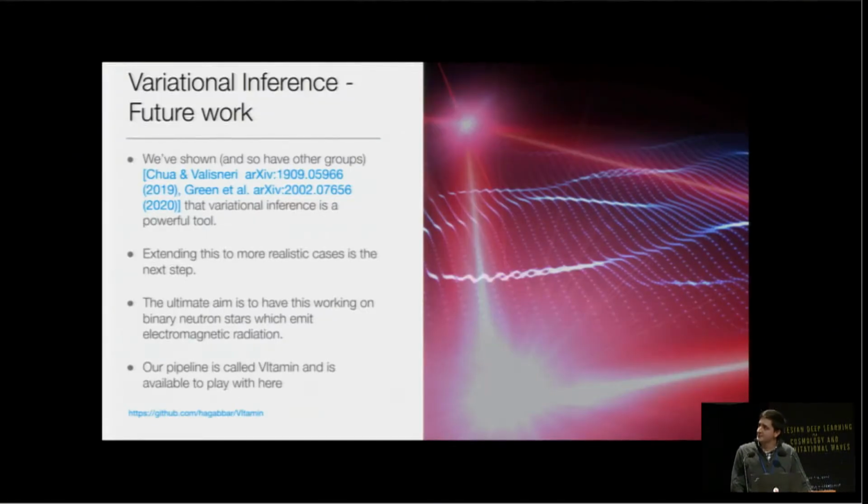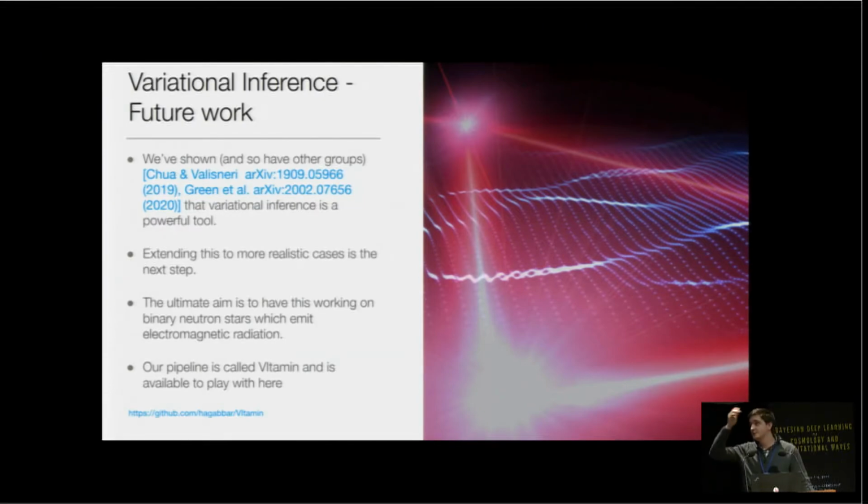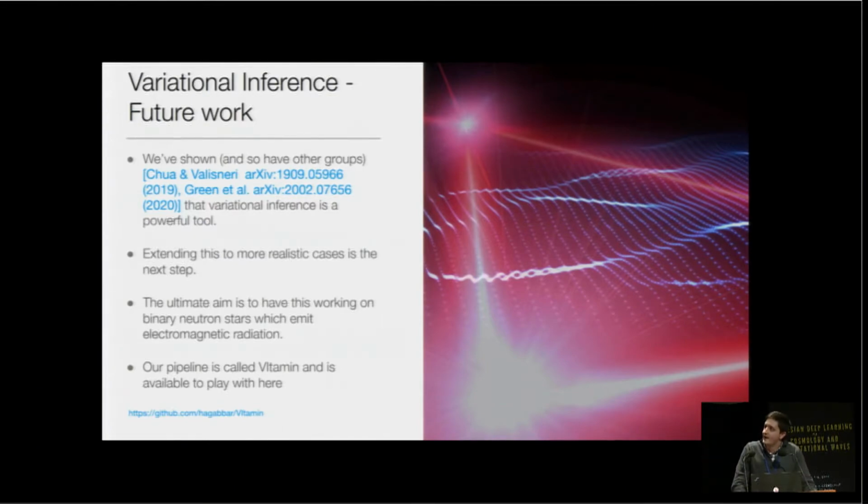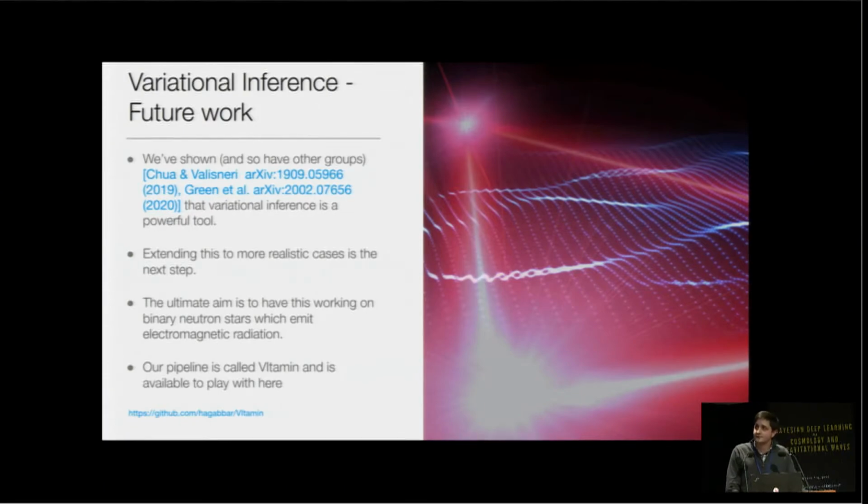So some conclusions. We've shown, and so have other groups as well, I've done some follow-up work. A group at JPL did an alternative method using some parametric techniques. Green et al. at Edinburgh have also recently, in the past few weeks, done a technique using normalizing flows. And I think we've all shown that variational inference is a very powerful tool for gravitational wave astronomy.